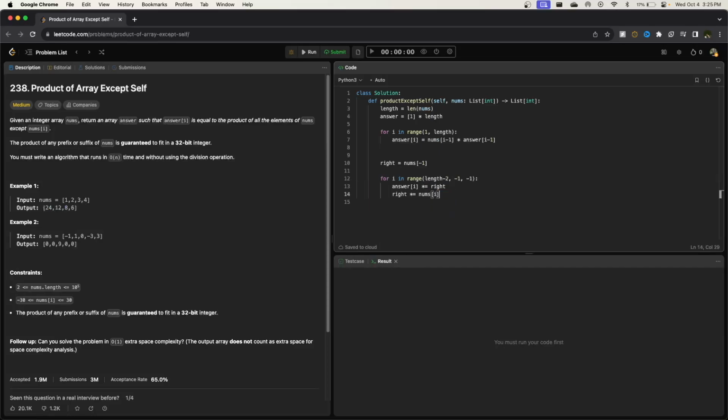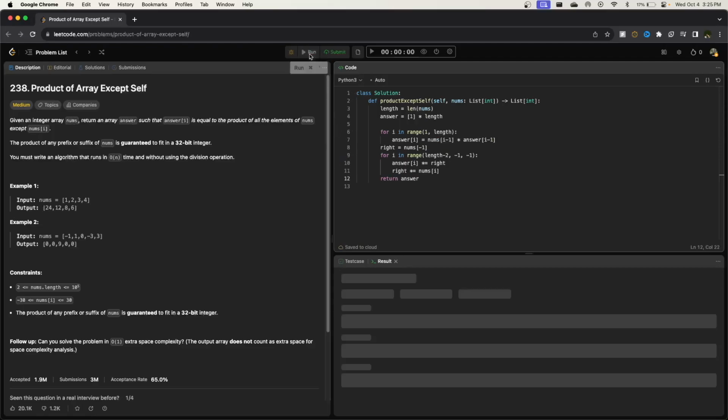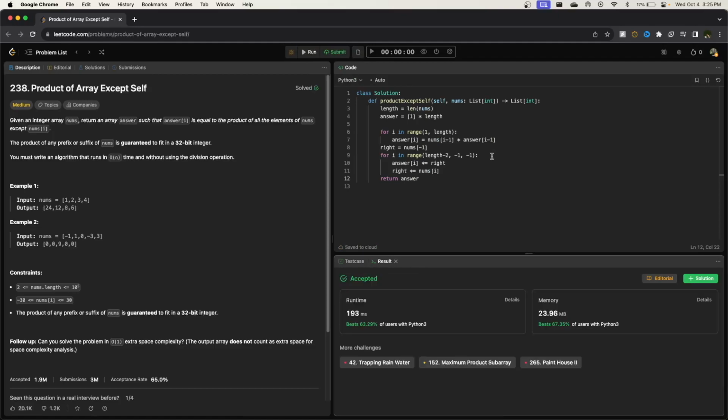And now we just want to return the answer. Let's fix this up. Right, so we're doing this outside of the for loop, and then now we just return answer. Let's run this. Yeah, and that's how that works. That's how the algorithm works, and that's how the question works. So this is 238, Product of Array Except Self.